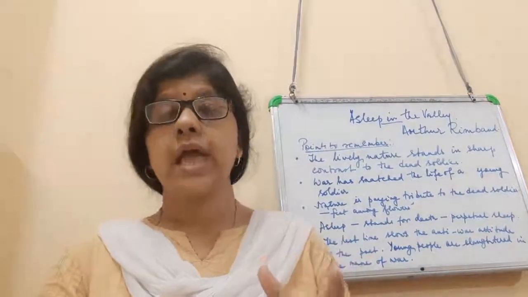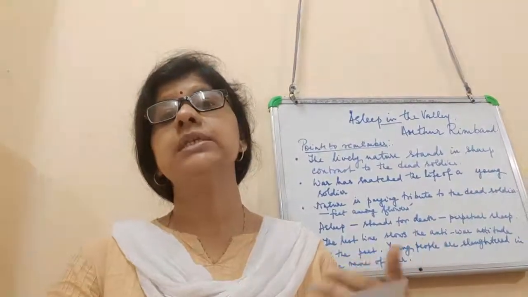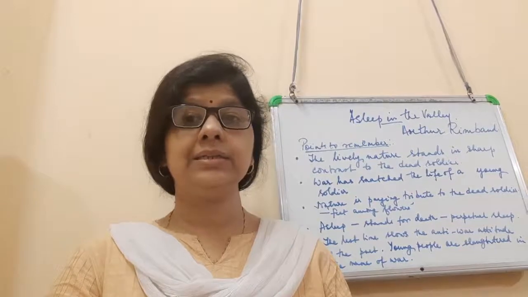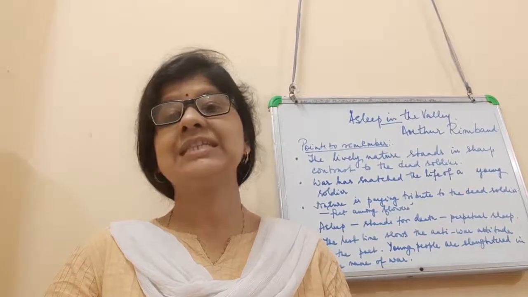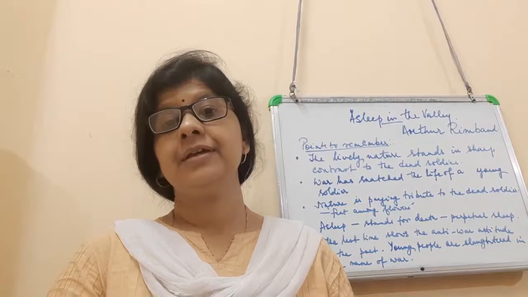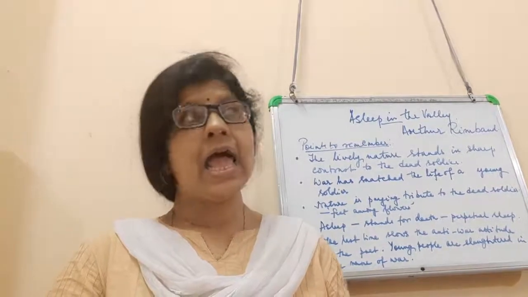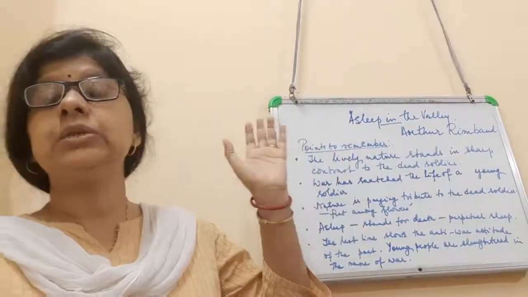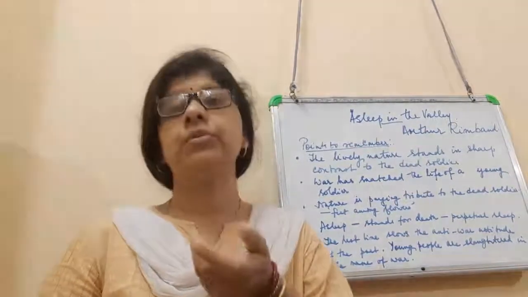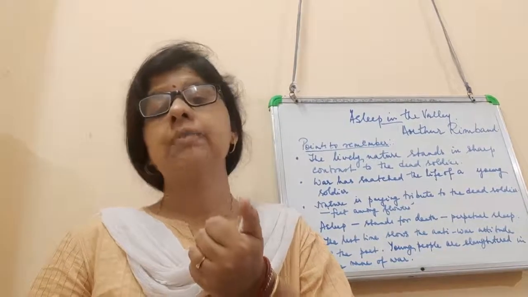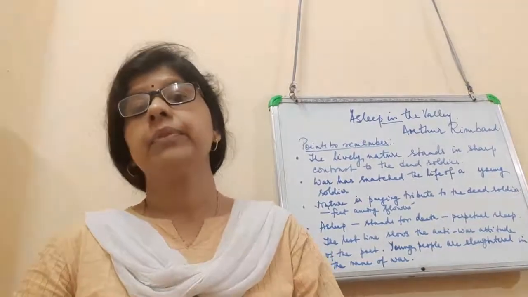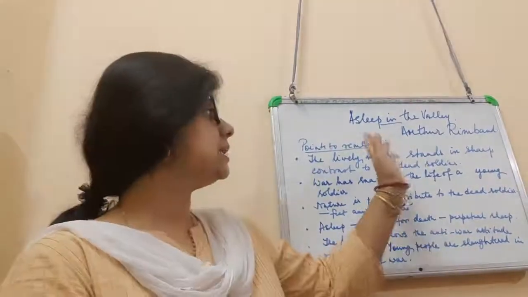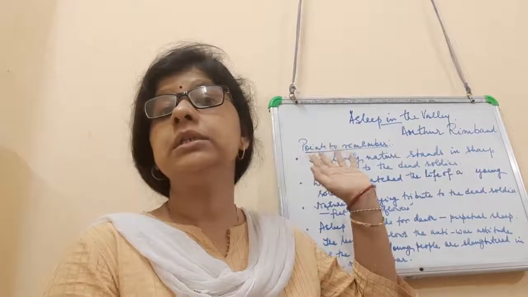Now, as I was saying, he gives quite a detailed description of the soldier, and he thinks that the soldier is asleep. But in the very end we find the soldier is not asleep, he is dead. And that is why we have the two contrasting imagery, and this is a very important question that comes: discuss the two contrasting imagery in the poem Asleep in the Valley. That is, one is the lively nature and the other is the dead soldier.